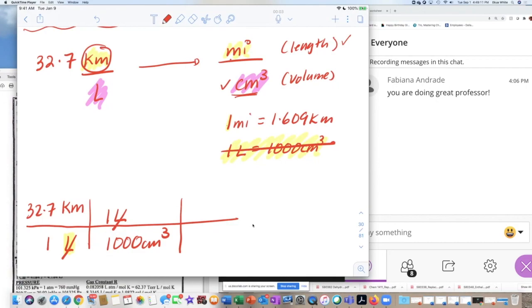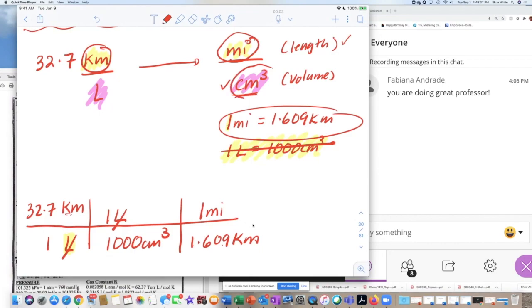I can now use the first conversion factor. I'm going to use this one here. I'll put 1.609 kilometers on the bottom because these have to match diagonally across, right? And then 1 mile goes on top. Plus, my final answer says mile has to be on top, centimeter cubed has to be on the bottom. That's what I got right here. Mile on top, centimeter cubed on the bottom. This and this cancel out. Ta-da! Okay? The rest of it is just math.